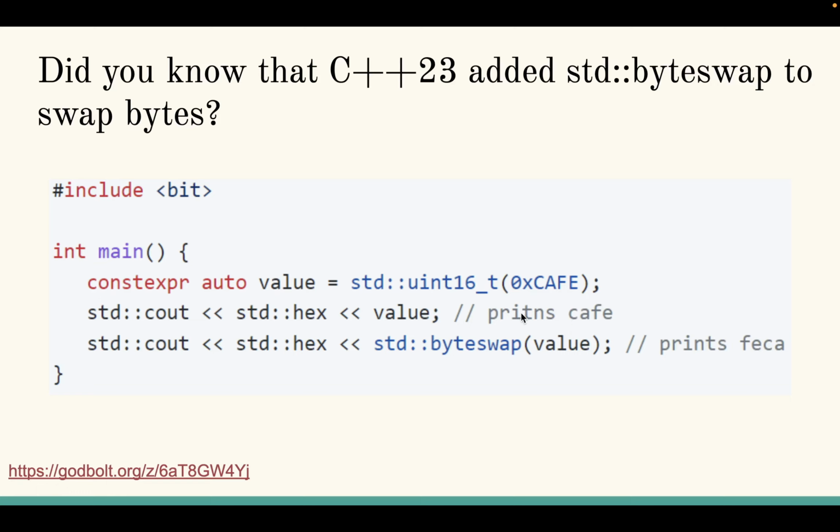Byte swap can swap a 2-byte variable. For example, it swaps the first byte with the second byte. If we call byte swap and pass the value to it, it will return this one. You see, at this point, the first byte is swapped with the second byte.